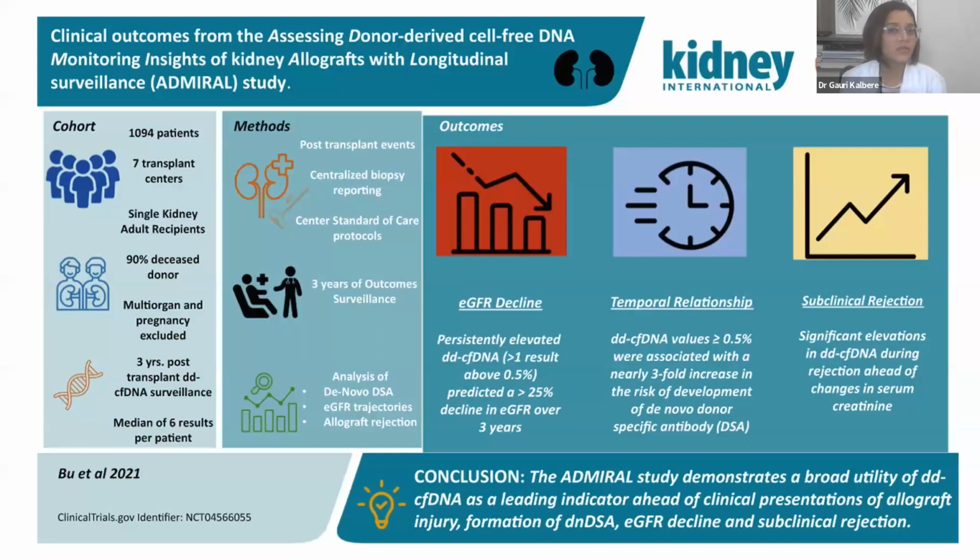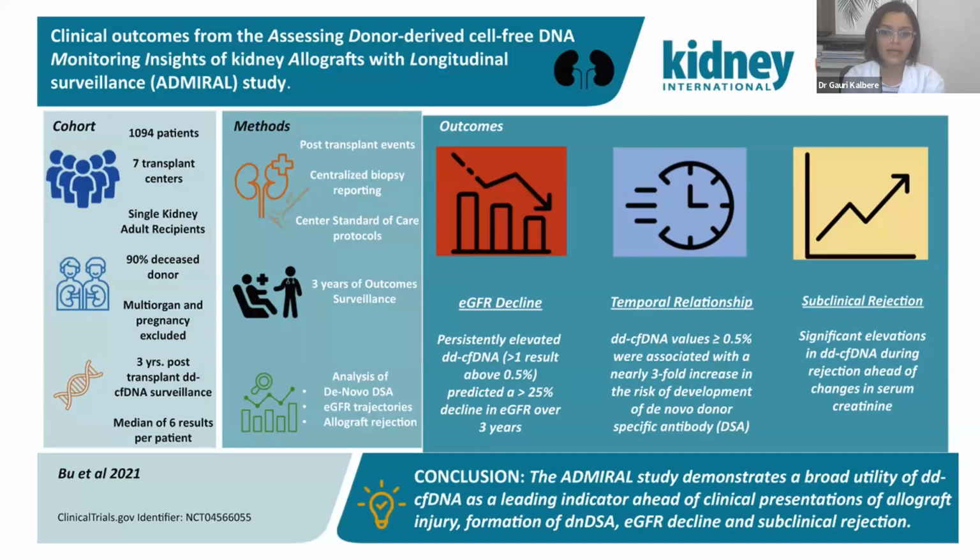And whether there was a temporal relationship between the formation of de novo donor specific antibodies and precisely the level of donor-derived cell-free DNA. So these two were the extra parameters which they focused on. And also this was a prolonged study. So patients were followed up for a period of 3 years. So what did they find?